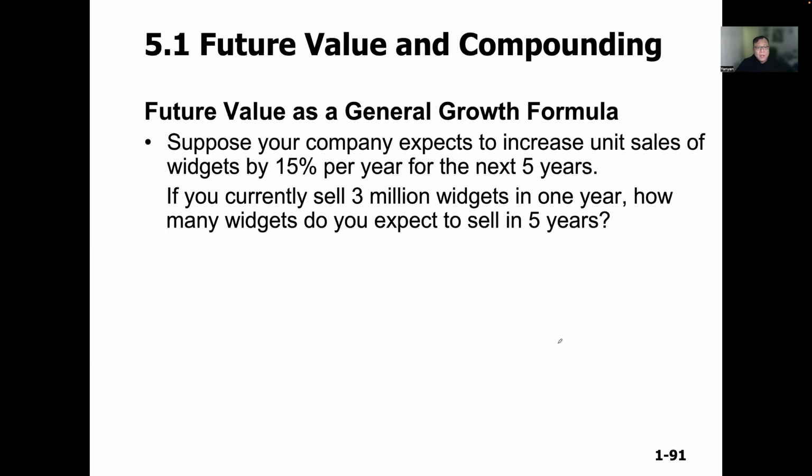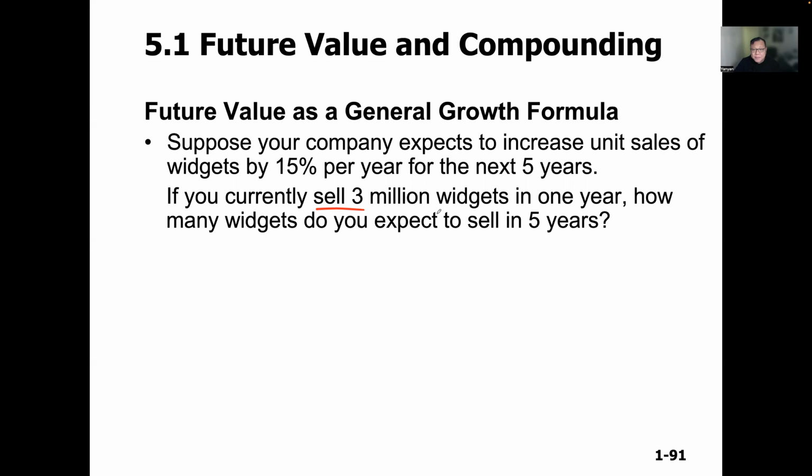Okay. So what about the growth formula? Consider the business. Sometimes we consider growth projection. Suppose this company expects to increase sales units of widgets by 15% per year for the next 5 years. Here, this 15% is not the interest rate anymore. It's a growth rate, okay?